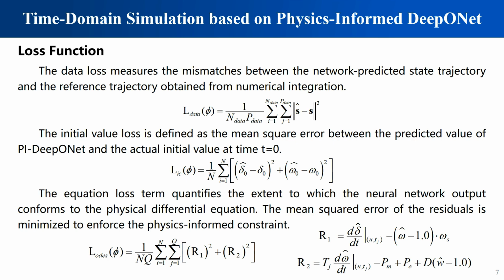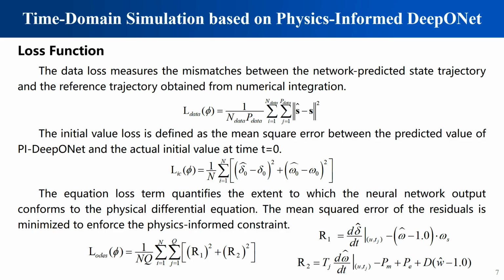L data measures the squared mismatch between the predicted state trajectory and the reference trajectory from numerical integration. The indices N data and P data describe how many cases and time points are included. This term teaches the network the observed behavior. LIC is the initial condition penalty. It compares predicted initial delta and omega with their true initial values at t equal to 0. This matters because transient stability is sensitive to the starting operating point. A small initial error can shift the whole swing curve and produce a misleading stability margin.